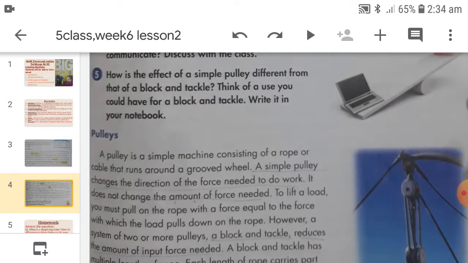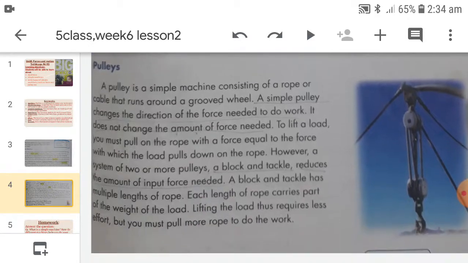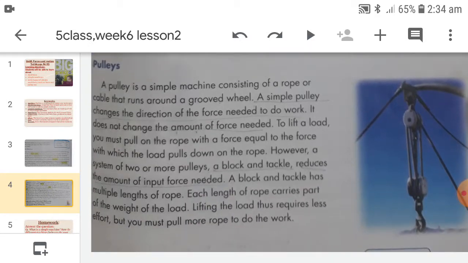Now we have question number 5. How is the effect of a simple pulley different from that of a block and tackle? For this we have to read and discuss this paragraph about pulley. Pulley is a simple machine. It consists of two parts. The first part is a rope or cable, and the other part is a grooved wheel on which the rope or cable can easily move.